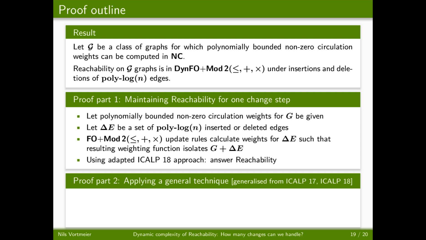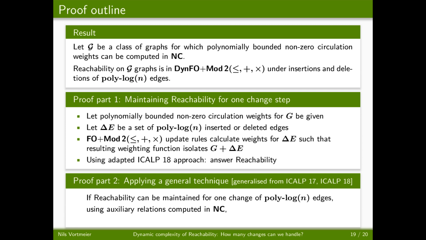But here we can apply a general technique that was introduced for an ICALP-17 paper, generalized for ICALP-18, and that we further enhance for this paper, that tells us that this is actually enough. This technique gives us that if we can maintain reachability for one change of a polylogarithmic number of edges using auxiliary relations that are computed in NC, then reachability can be maintained in DynFO plus mod 2 with arithmetics under an arbitrary number of changes where each change might insert or delete a polylogarithmic number of edges. Together, this proves our result.